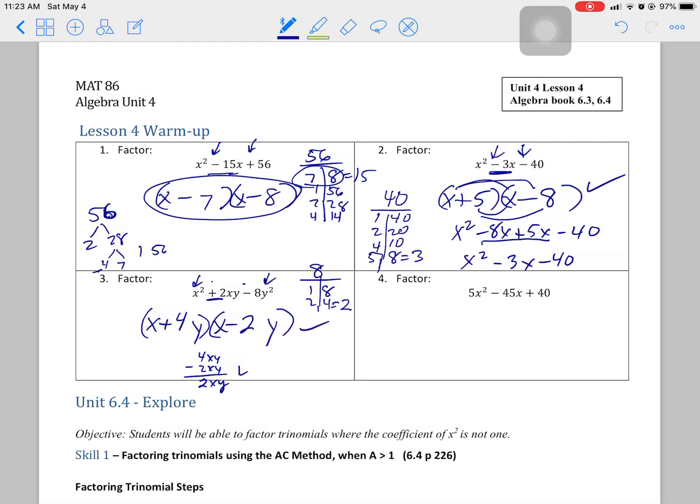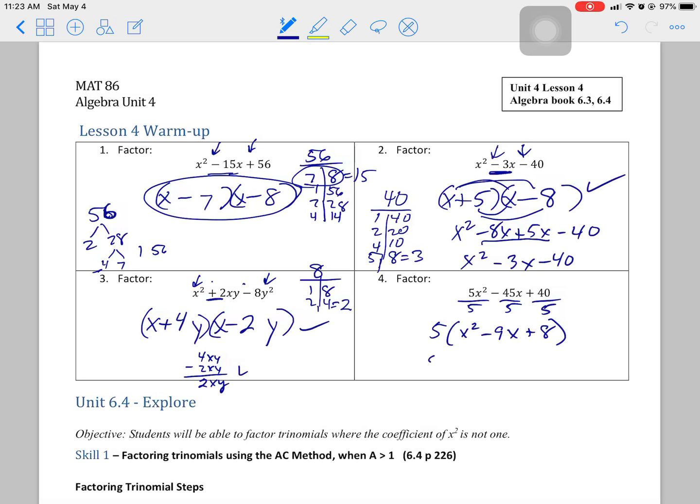All right, look at the next one. These are pretty big numbers. There's a number in front of the x. Does it come out of the rest? Can I take it out as a GCF? Yes, I can. You want to take that out and see what's left, okay? Have to do that.